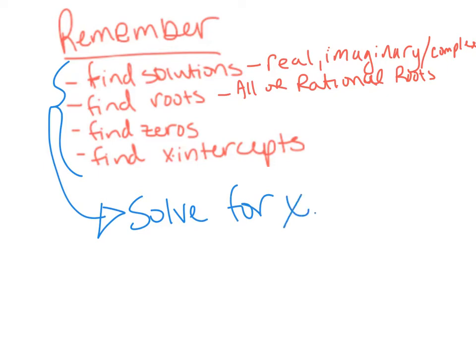Now we do have lots of different methods of solving for x, and some of these commands are asking for particular portions of the solution set and not all of them. So if I'm looking at rational roots, I really only care about rational solutions. If I'm looking at real roots, I only care about real solutions, so nothing with imaginary numbers. So pay attention to what kind of solutions they're looking for, but at the end of the day, you're solving for x.